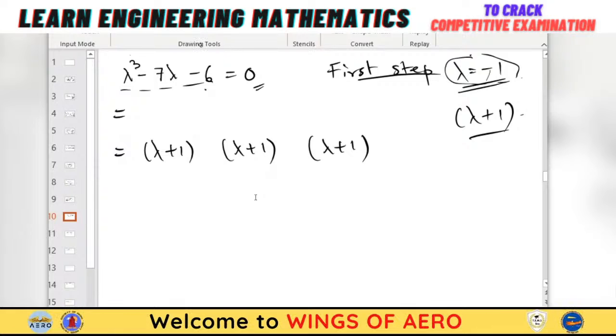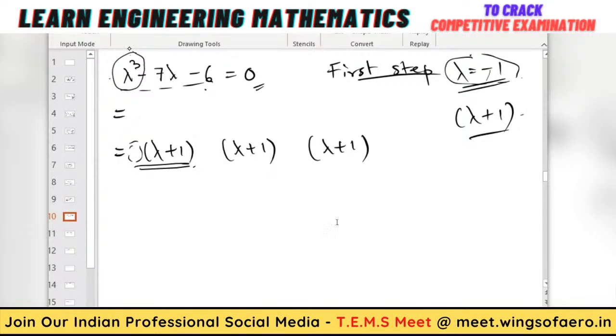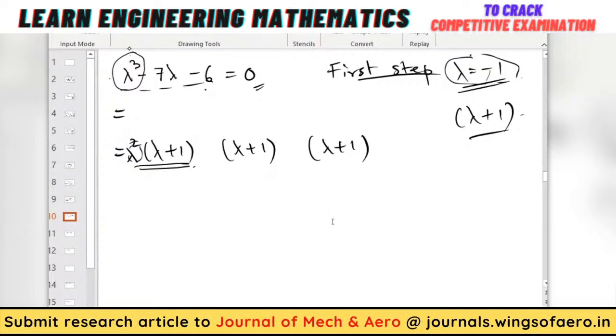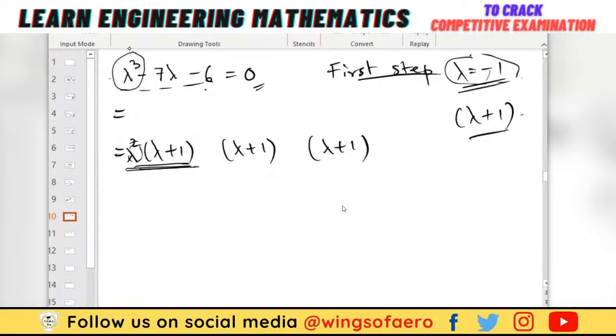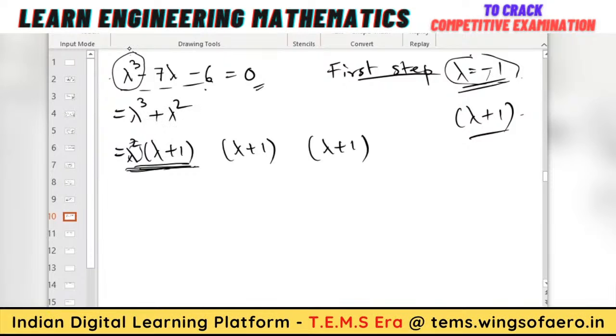Okay, now first we need to balance this one. So tell me, what is the term we have to multiply with this to balance lambda cube? Lambda square, sir. Lambda square. Put here. Now you have to multiply lambda square with the whole term, lambda plus 1. So if I multiply with this whole term, it becomes lambda cube plus lambda square. Understood this step? Yes, sir.